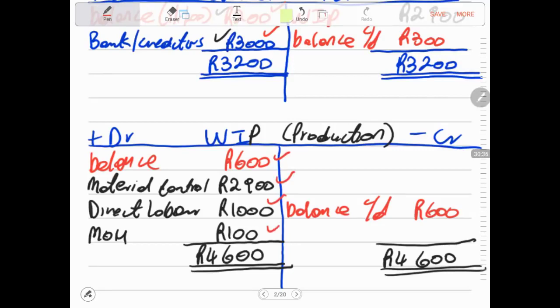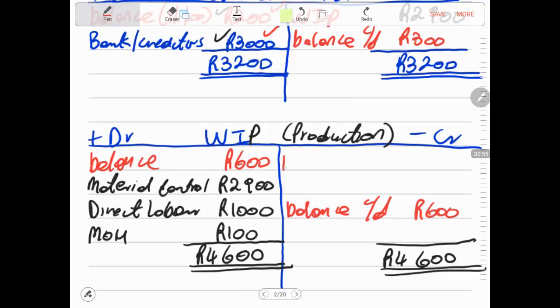Now we say there was opening work in process, we introduce some material, we incur some labor cost, we incur some overheads, and those were the three costs incurred during the year. And the value of work that was in process was 4,600. But what is left at the end of the year, the value of work in process, is 600. What happened to 4,000? 4,000 must have been finished.